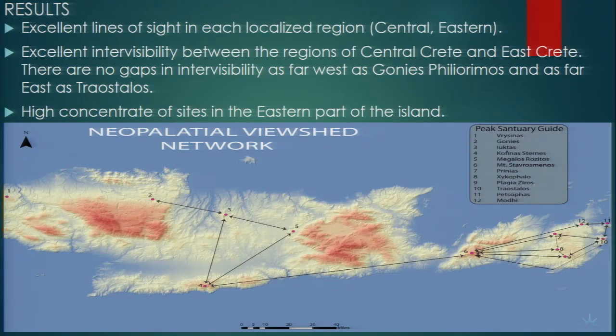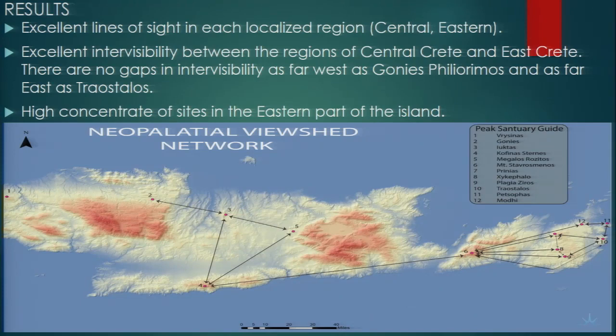Results. The viewshed analysis showed that there are excellent lines of sight in each localized region, so central and the eastern part of the island. In fact, the viewshed analysis also showed intervisibility between the regions of central Crete and eastern Crete. There are no gaps in intervisibility as far west as Gonias Filiorimos, so right here, and as far east as Traostalos and Petsophas, so over here.